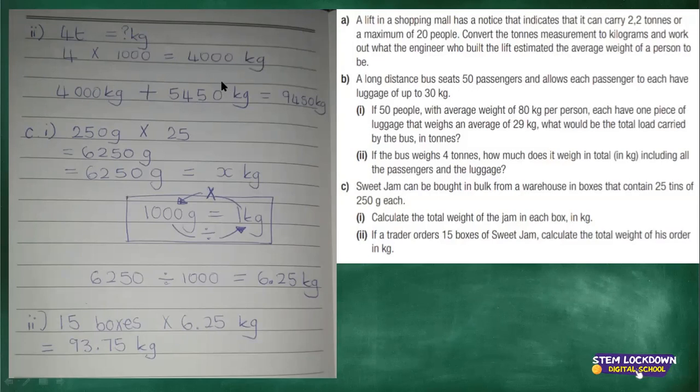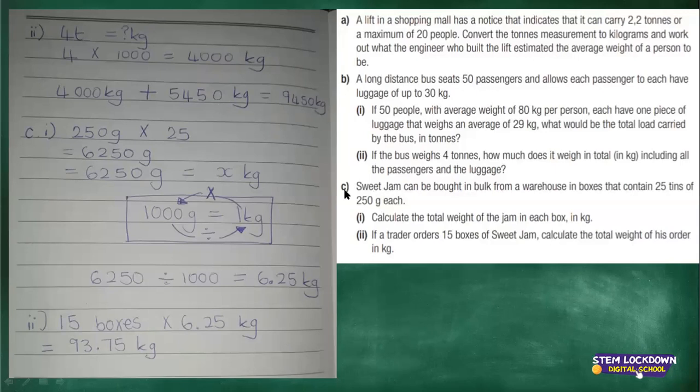Then you add the answer we just got in number 1, which is the total weight of the people plus the total weight of the bags. Then plus the weight of the bus. That's the total, which is 9,450 kilograms. This is the total weight, including the bus, the people and their luggage.